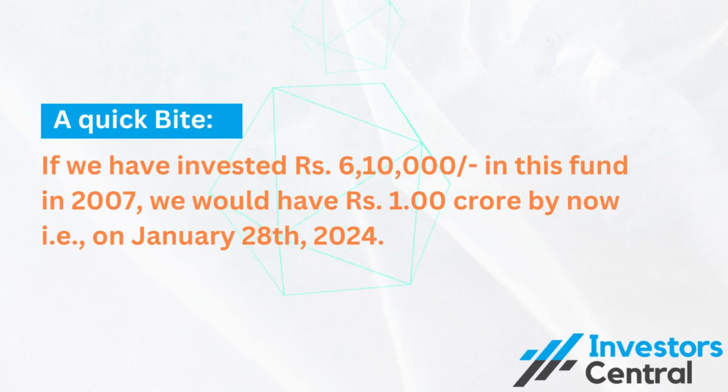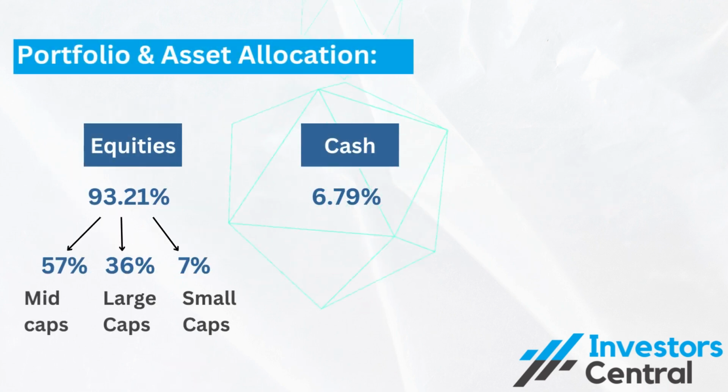Quick bite here. If we had invested just rupees 6.1 lakh in this fund in 2007, today its value is 1 crore rupees. Now let us check the portfolio and asset allocation of this fund. Currently, this fund has invested 93.21% in equities and 6.79% in cash or liquid assets. Out of that 93.21% investment in equities, 57% is invested in mid-cap stocks, 36% is invested in mid to large cap stocks, and 7% allocation is given to small caps.